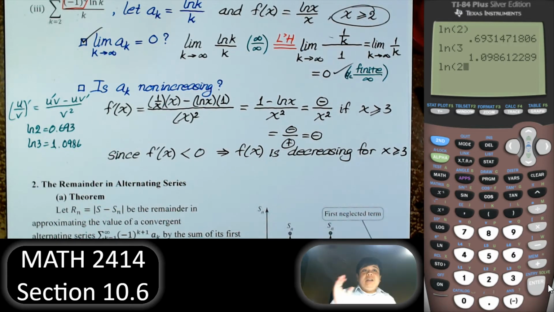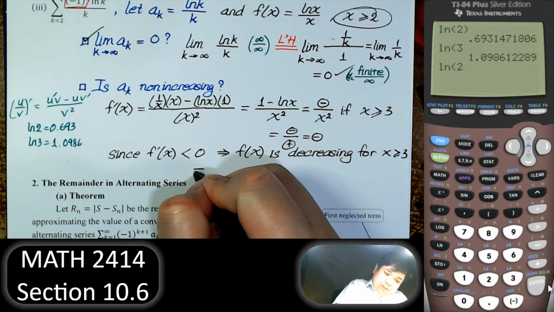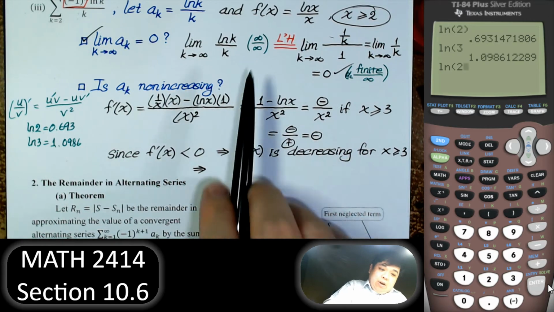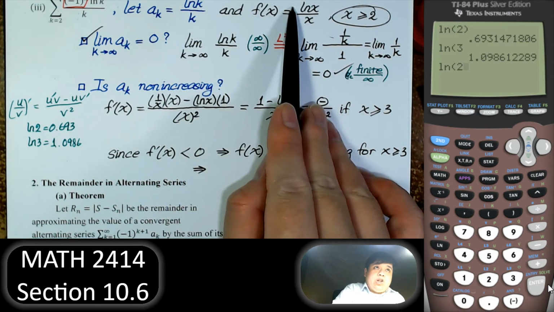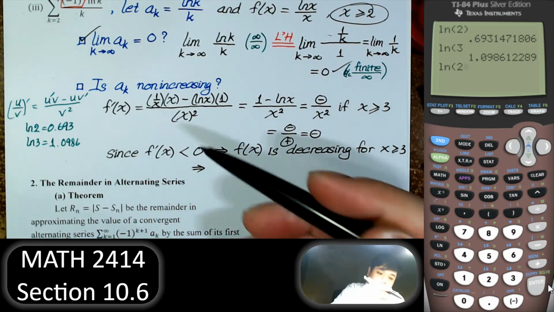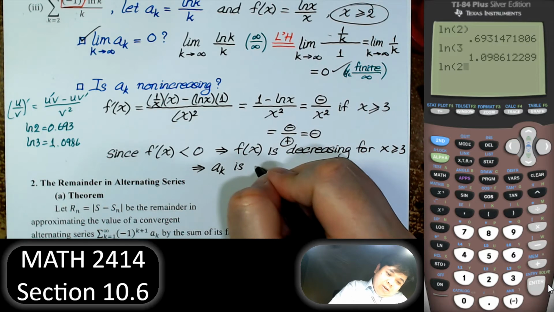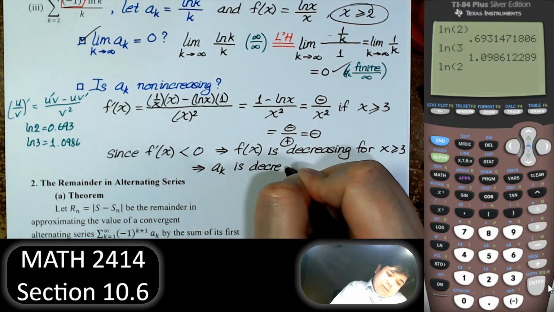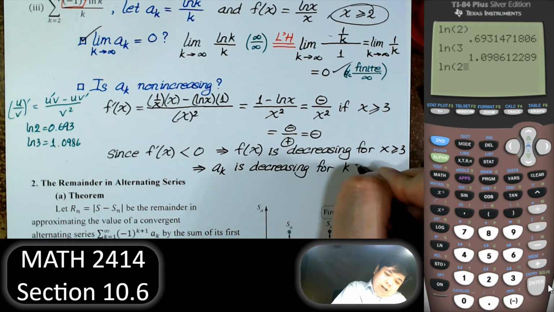Like I said, missing the first few terms does not affect it. Here we can take x greater than or equal to 3. Because of that, we say the function and the sequence are associated with each other. So if this one is decreasing, then we say h of k is decreasing for k greater than or equal to 3.